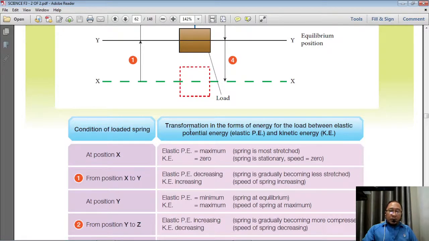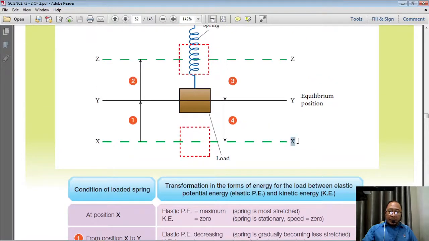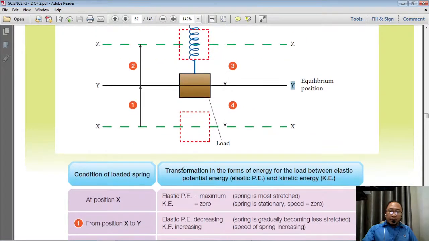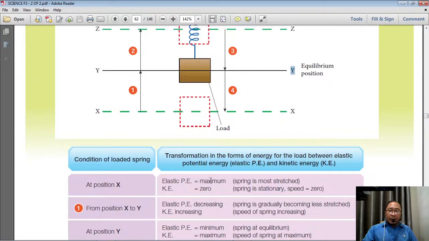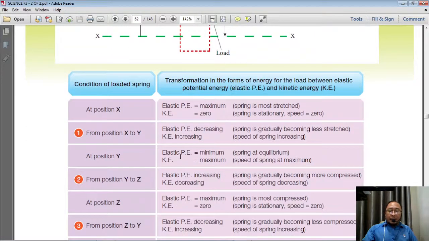From position X to Y, elastic potential energy decreases and the kinetic energy increases. The spring is gradually becoming less stretched, and the speed increases. At position Y, elastic potential energy is at minimum and kinetic energy is at maximum.